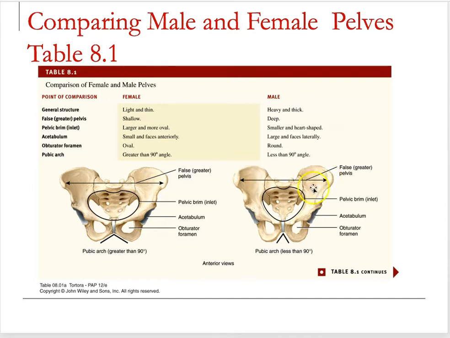Okay? The false pelvis is actually greater, meaning the space here is called the greater portion, but you're going to notice that it actually is less than 90 degrees. Okay? Because here's the pubic arch, less than 90 degrees. Here's greater than 90 degrees. And you actually have a smaller and heart-shaped pelvic brim. Okay?